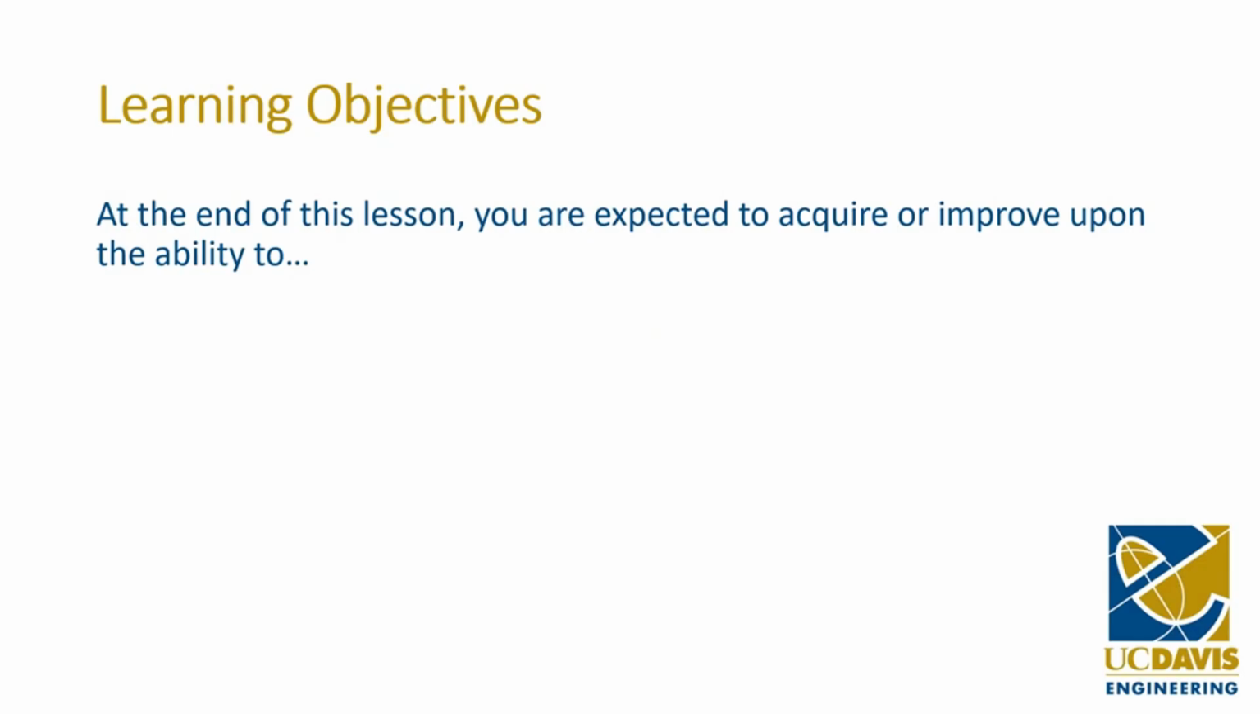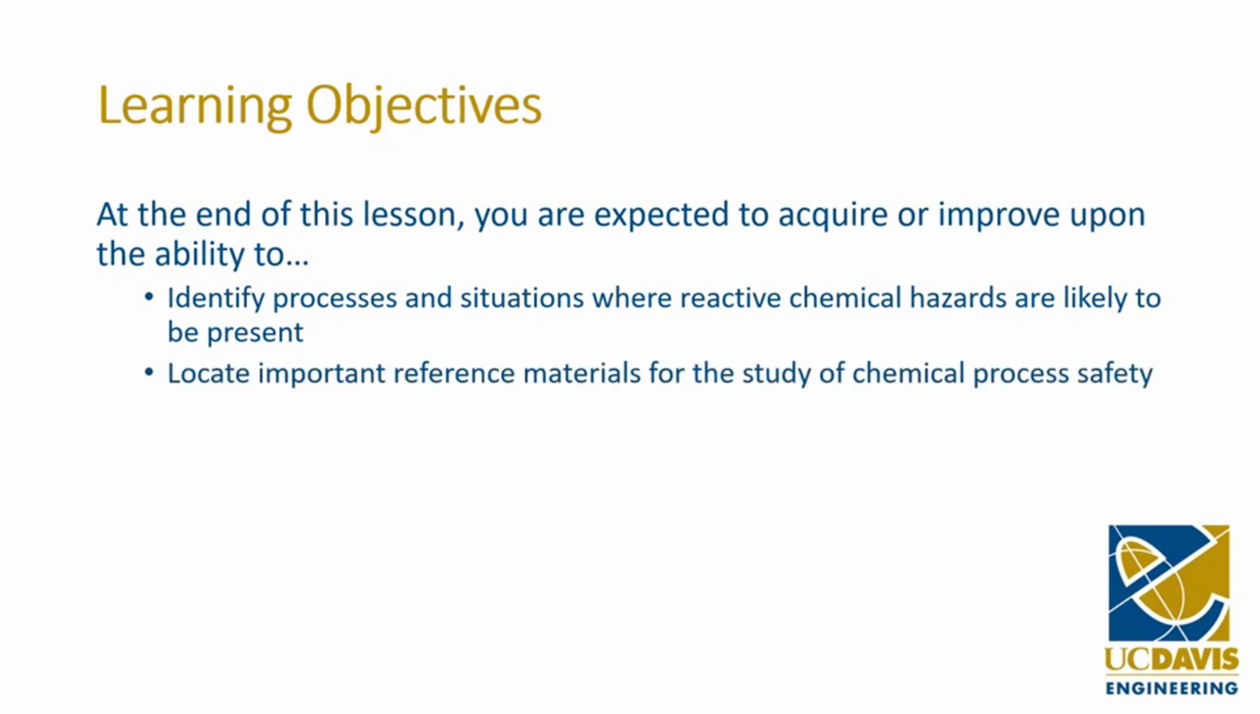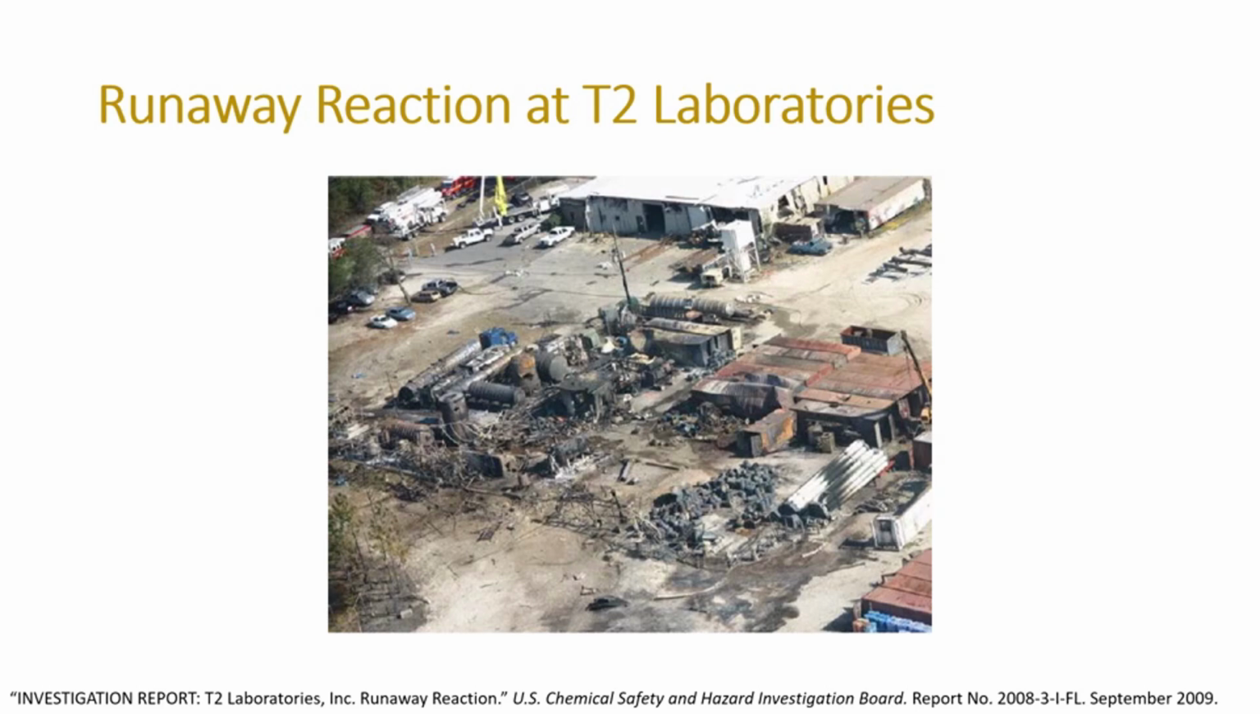At the end of this lesson, you are expected to acquire or improve upon the ability to identify processes and situations where reactive chemical hazards are likely to be present, and to locate important reference materials for the study of chemical process safety. Hopefully by now you've had a chance to review the Chemical Safety Board video about the incident that occurred at T2 Laboratories in December of 2007.